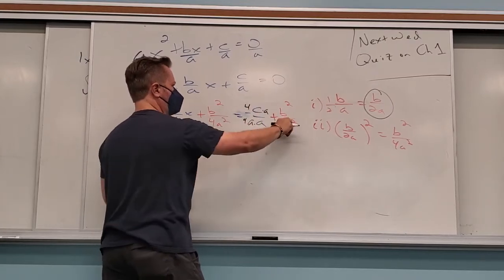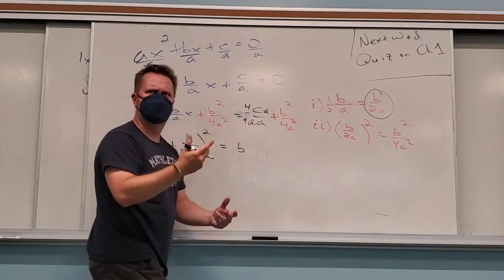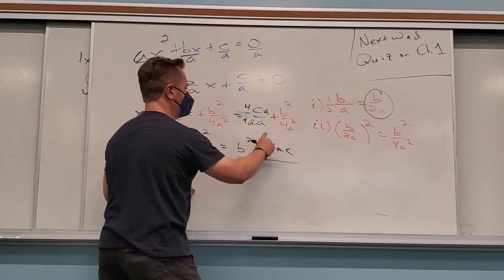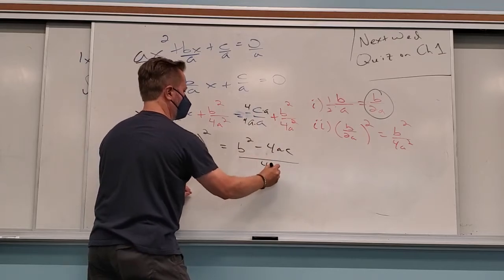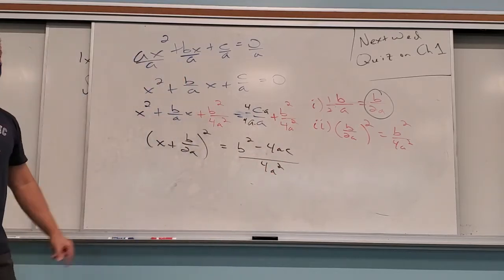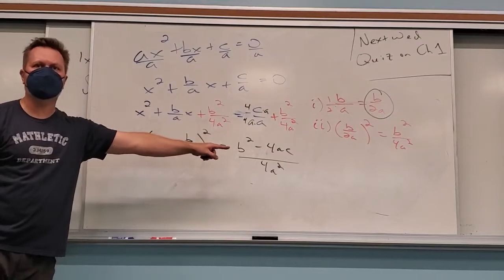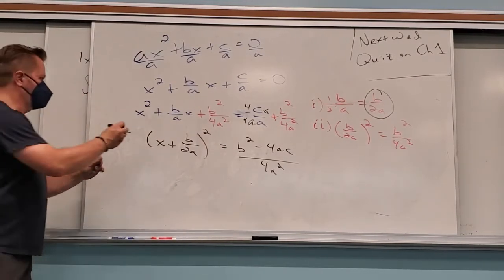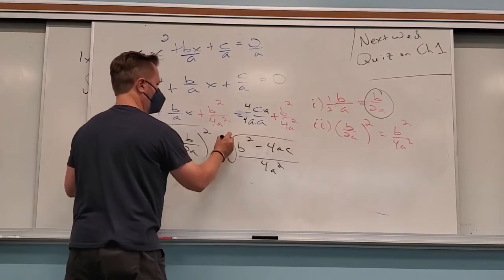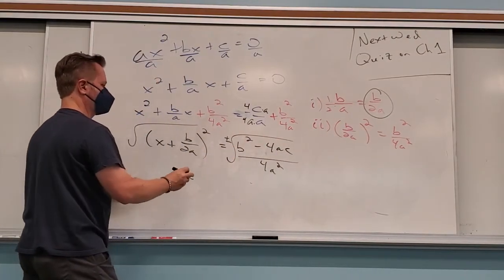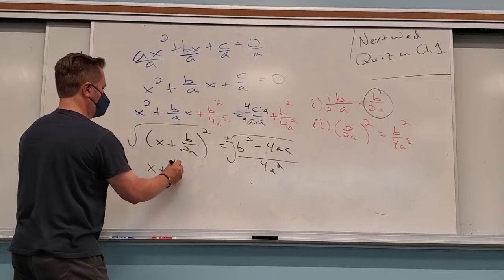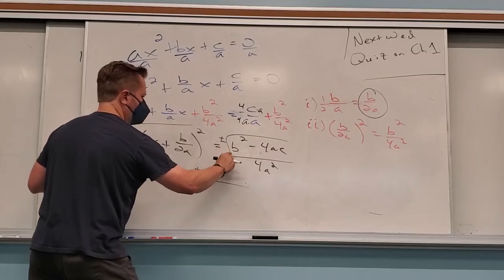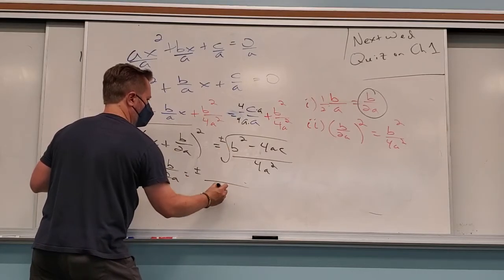So then I get b squared minus 4ac, all over 4a squared, yes? And now that I've got something squared equals stuff, how can I kill the square, of course? Square root. The minute I put a square root, I have to put a plus or minus. So I get x plus b over 2a equals plus or minus, now help me out, what's the square root of 4a squared? 2a.